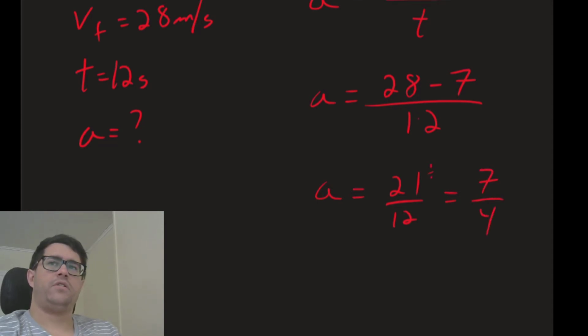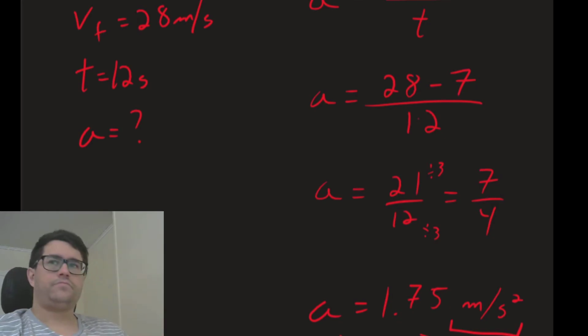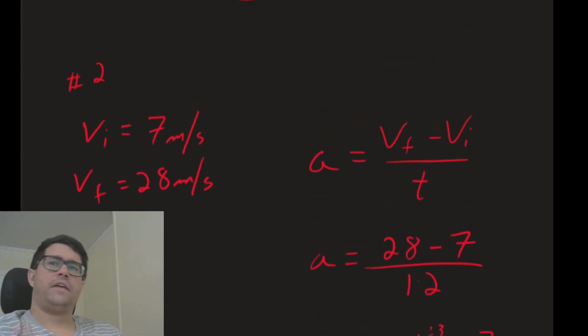You divide by 3, right? The acceleration, so 7 over 4. Again, 7 divided by 4 is 1 point, right? So 4 goes into 7 once, you're left with 3/4, 1.75. Now the units, it's an acceleration, meters per second squared. Okay, and that's the solution.